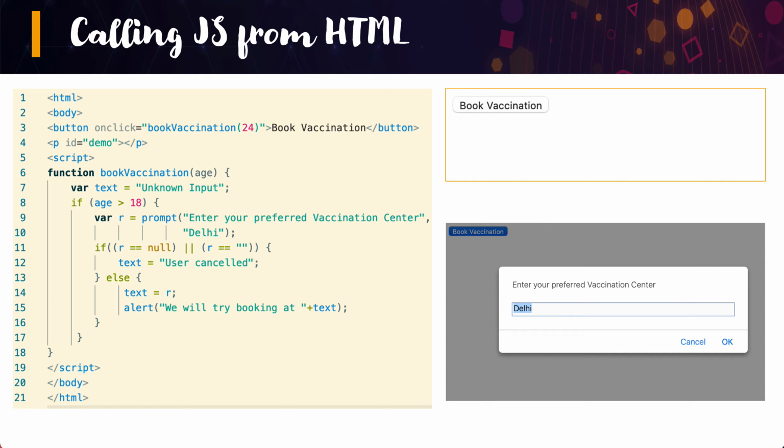However, see how this function is linked to the HTML in line number 3. I am creating a button called book vaccination. I am saying when this button is clicked, call the JavaScript function called book vaccination with a parameter of 24. So the on-click attribute has a value book vaccination in parenthesis 24. What it means is when that button is clicked, that particular JavaScript function is called. Therefore, immediately our JavaScript function gets in and then it will do a prompt.